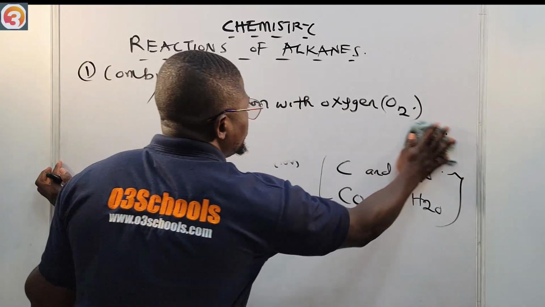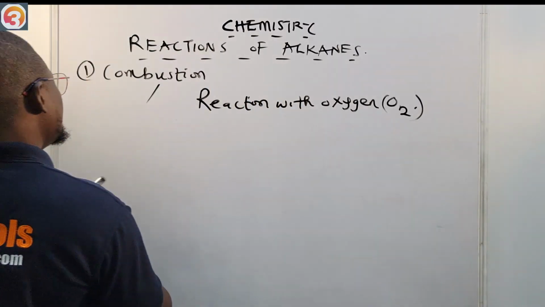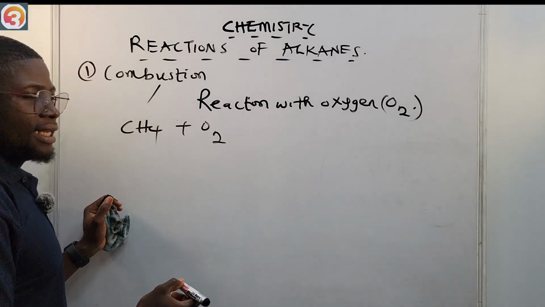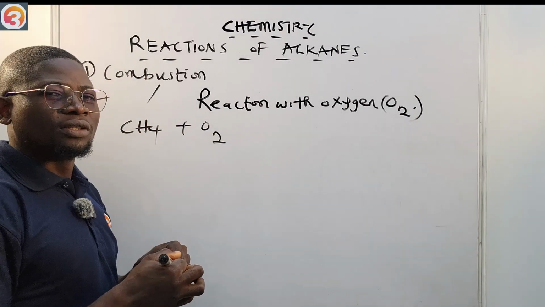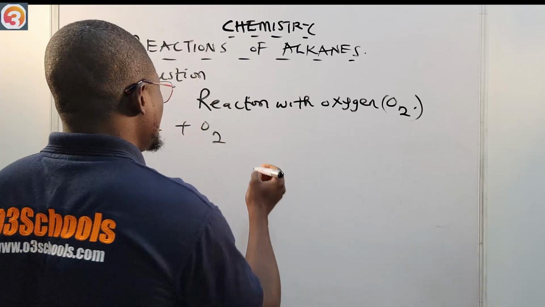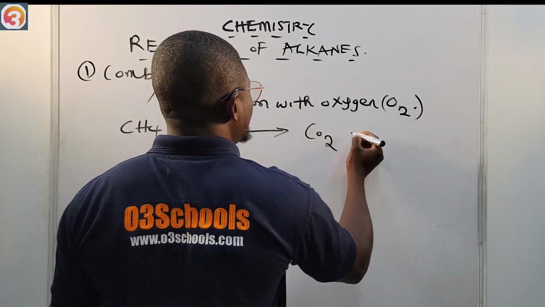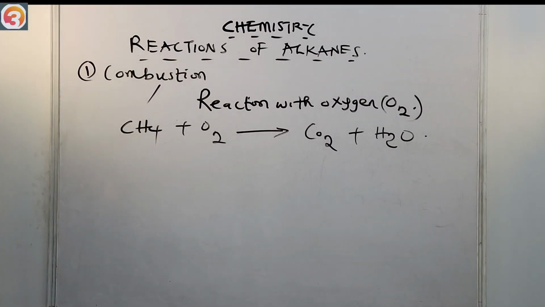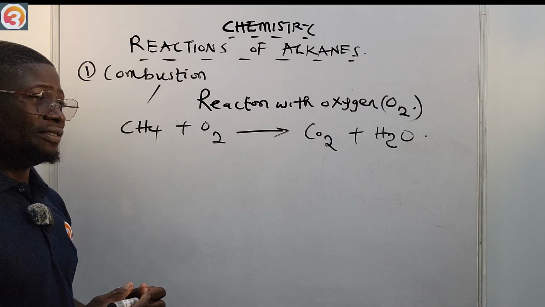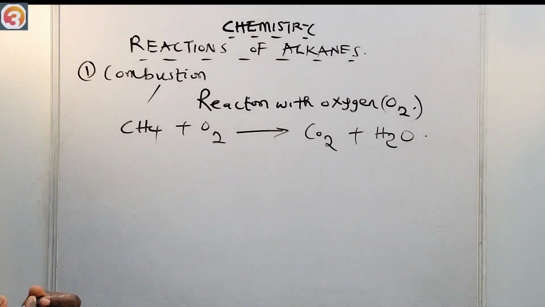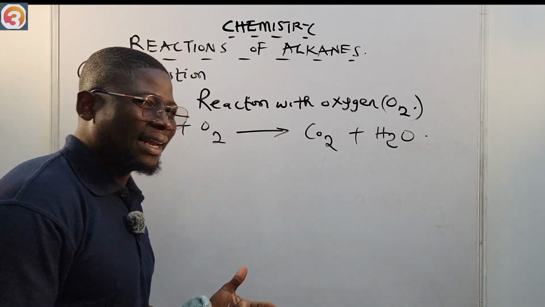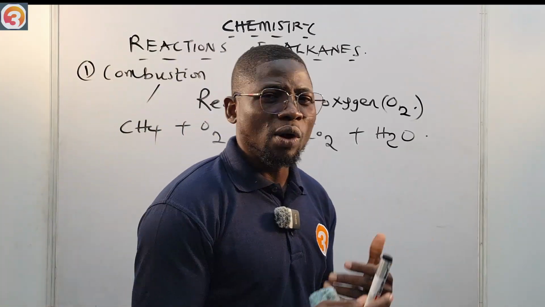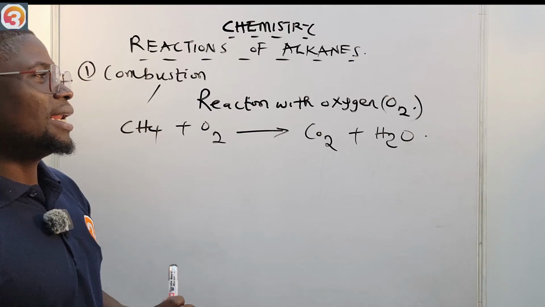Let's see an example of complete combustion where methane, CH4, reacts with oxygen, O2. Because it's complete combustion, our products will be carbon dioxide and water, CO2 plus H2O. If you look at the reaction, definitely you should see that it is not balanced. If you do not know how to balance equations, go and watch our video tutorial on balancing of chemical equations. A full video has been dedicated to that on this channel, so please go and learn how to balance equations.